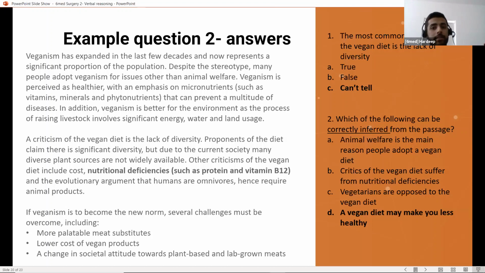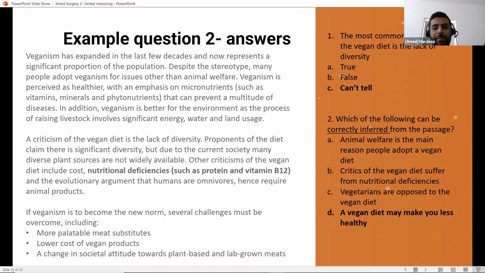C, the passage doesn't mention anything to do with vegetarians, and that's another thing they tend to do. They'll put a statement in where they'll mention something new that's not really mentioned at any point. And these are normally quite easy to spot because you'll read it and think, I don't remember anything about that. And you can normally just move on straight from that. And then D, I've put the bit that pertains to why D is correct.